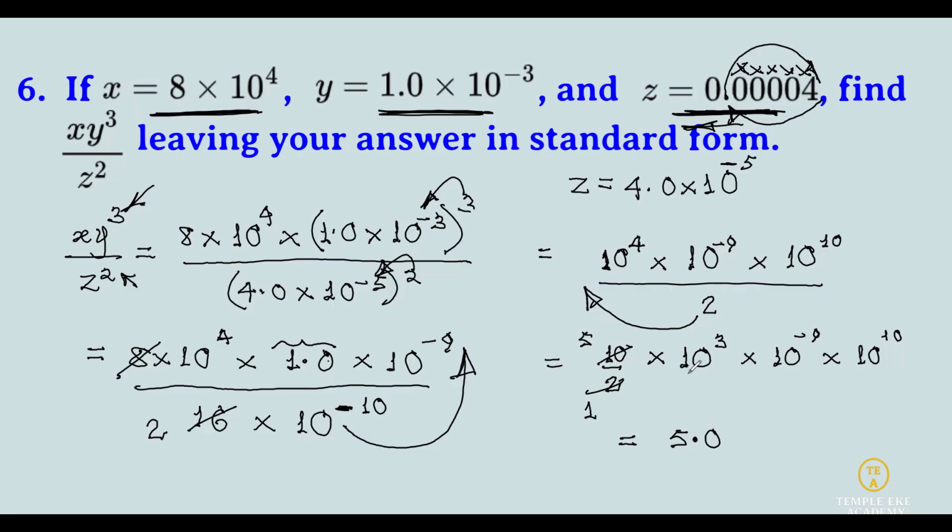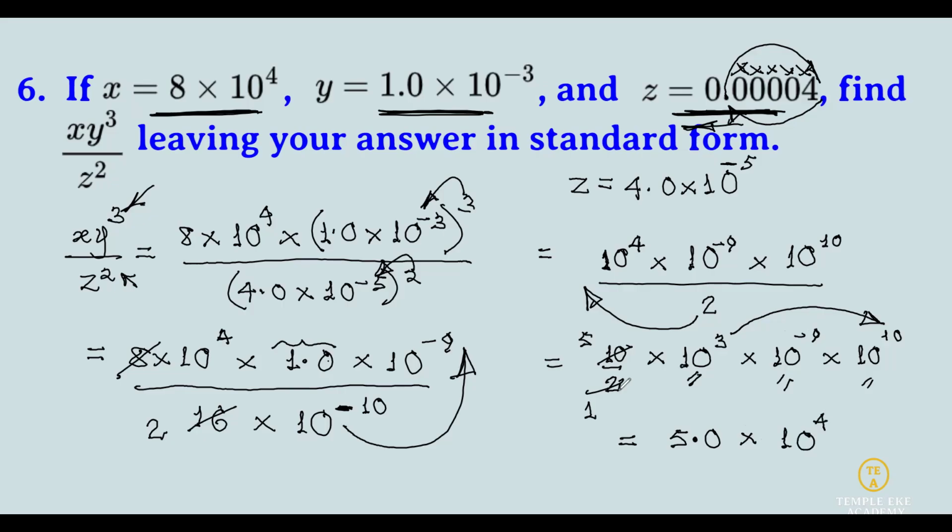Now the ultimate power of 10 will be a combination of these three expressions here. Target is on their powers, of course. Let's take the positive parts together. Positive 3 goes with positive 10. So 3 plus 10 is 13, and 13 minus 9 gives us positive 4. So 10 to the power positive 4.